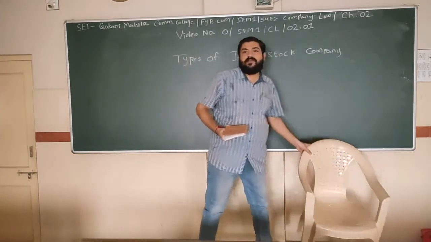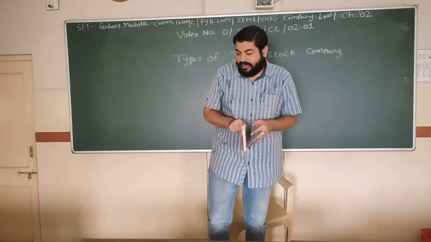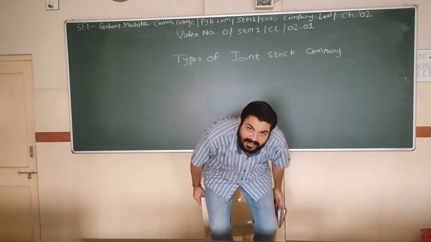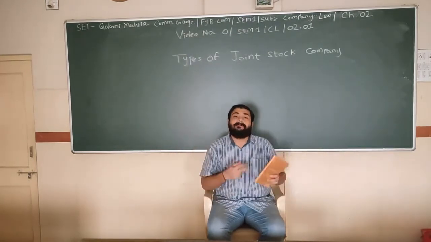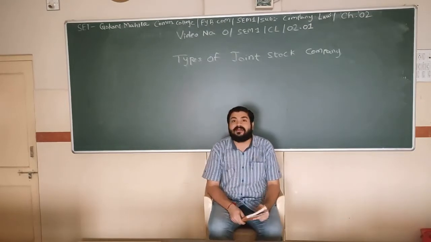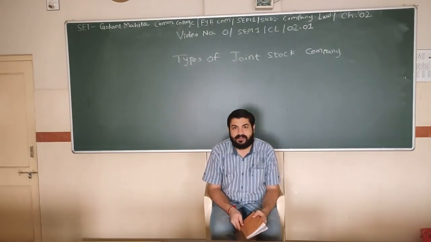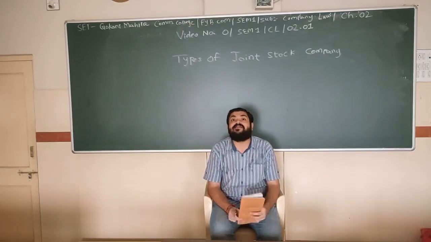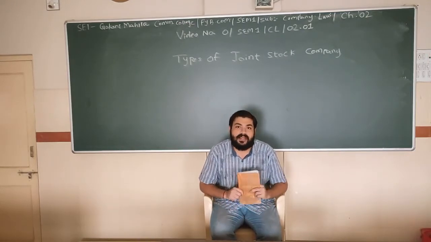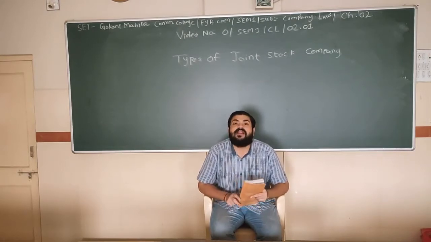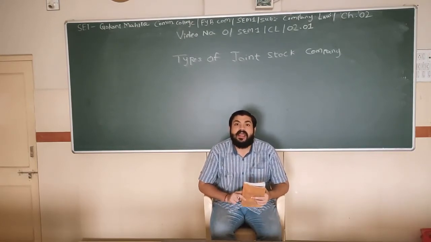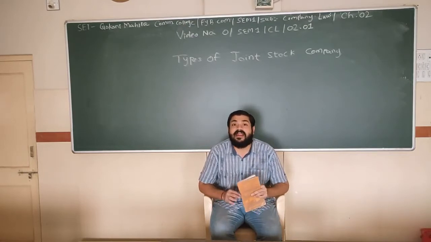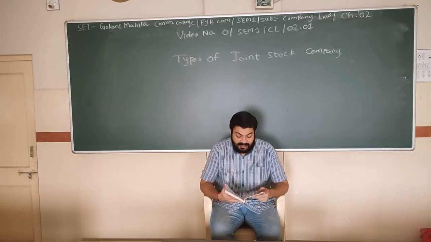So in the first chapter we discussed what is a joint stock company, what are its characteristics, its advantages, disadvantages, and the main provisions of the Companies Act 2013. And today we are going to discuss the various types of joint stock company. There are different types of joint stock company and they differ in their rights, duties, and responsibilities. So let us study the various types of joint stock company.